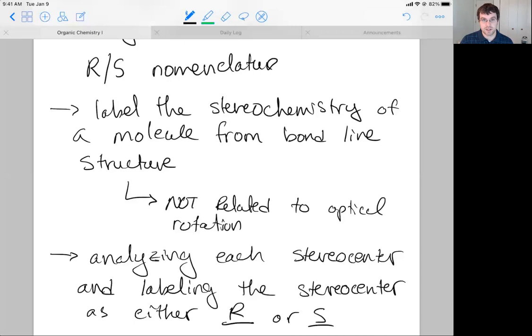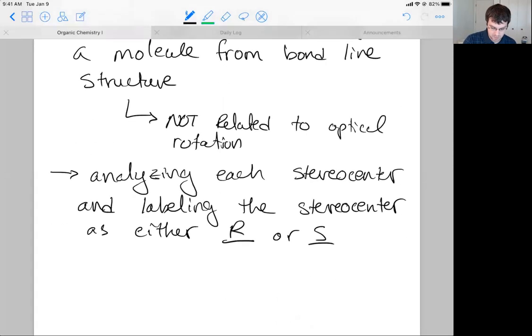What's really nice about this is it allows us to look at a bond line structure and label R and S. And if we do this accurately or correctly, then no matter how the molecule twists, turns, rotates, as long as we don't break the wedge and convert it into a dash. If we roll the molecule over so that the back is now the front, everything that we assign to be R in one orientation should be R in another orientation. If we wanted to go from R to S, we should have to break bonds. So what does this mean? What does R and S mean?